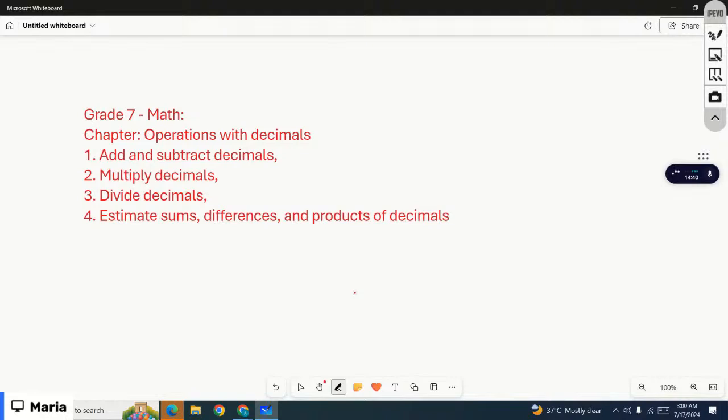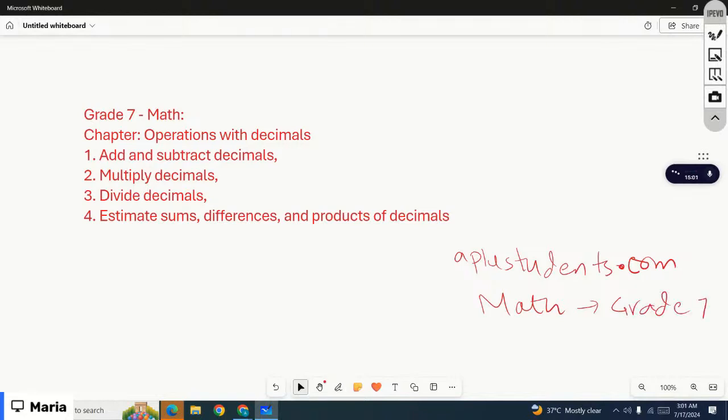You can find all the lessons on aplusstudents.com. You have to log in there using your email address and passwords provided by the administrator. Then you have to select math from the subject tab, scroll down to grade 7, and then click on view all lessons.